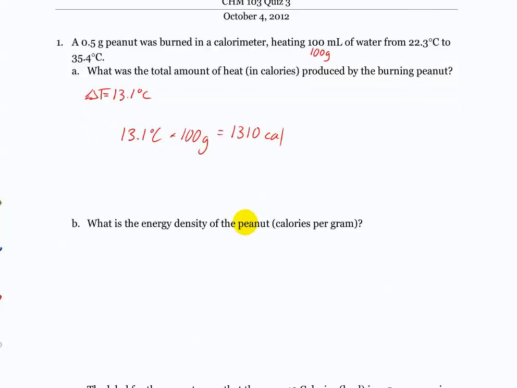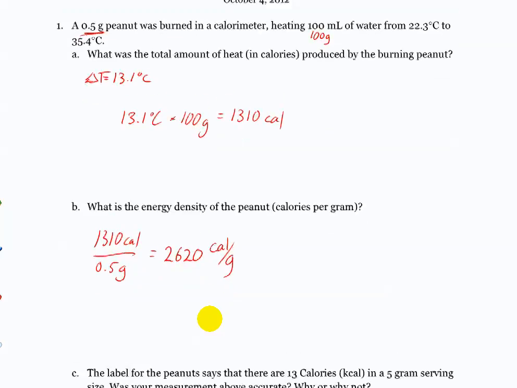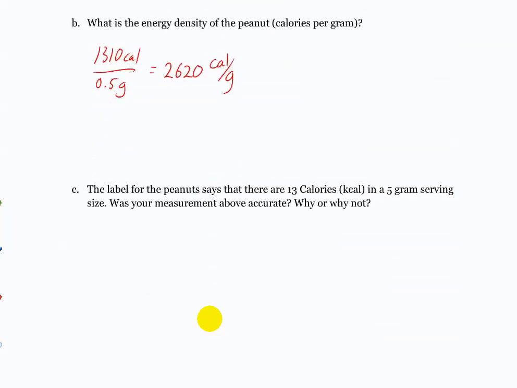So then it asks for the energy density of the peanut. The energy density is going to be the calories per gram. So that means 1,310 calories divided by the mass, which here is given as 0.5 grams. Okay, divided by a half is the same as multiplied by 2. So that's 2,620 calories per gram. Yeah? All right, good.